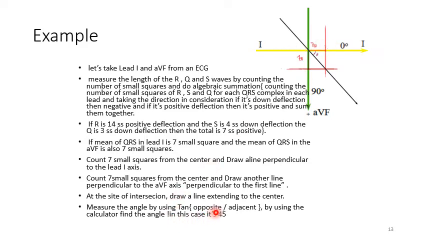Here we use the tan of the angle, which is opposite over adjacent: the length of the opposite divided by the length of the adjacent, and then, using the calculator, we can get the angle, and here it is 45. So the angle of the axis of the heart is 45. Normally, on average, the most normal cardiac axis is about 55 or 60.